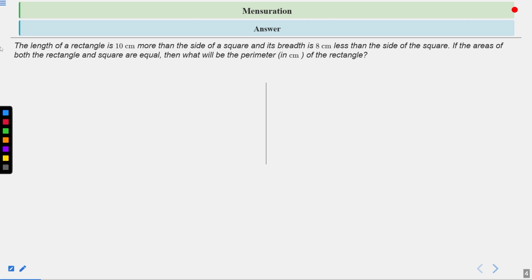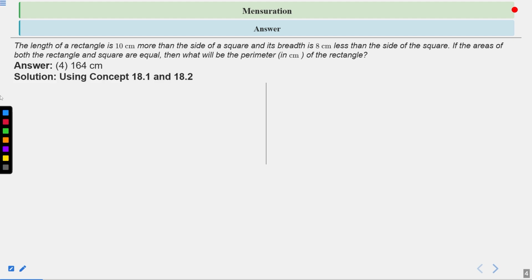The question says that the length of a rectangle is 10 centimeter more than the side of a square and the breadth is 8 centimeter less than the side of the square. So we can let the side of the square be a variable, then we get the length and breadth of the rectangle according to the side of the square. Since the areas of the rectangle and square are equal, we can compare them, get the length and breadth, and then calculate the perimeter of the rectangle. The correct answer of this question is the fourth one, which is 164 centimeter.